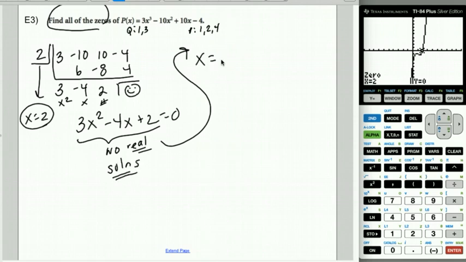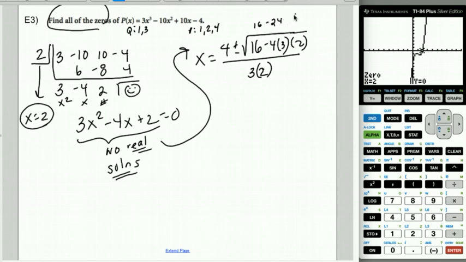So my x is going to be negative b plus or minus the square root of b squared, which is 16, minus 4 times 3 times 2. And sure enough, 4 times 3 times 2 is bigger than 16. So this is going to come out to be a complex number, right? So all over 2a. So this is 16 minus 24, meaning that this comes out to be negative 8 inside the root. So I get x equals 4 plus or minus the square root of negative 8 all over 6.